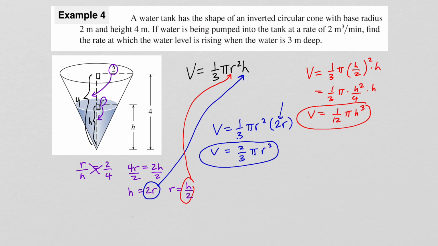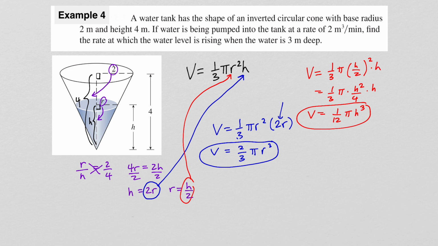One of them is expressed as volume as a function of r. The other one is expressed as volume as a function of h. Now, we're not going to use both formulas. We're going to pick one. So let's read the problem again here. If the water is being pumped into the tank at a rate of 2 cubic meters per minute, find the rate at which the water level is rising when the water is 3 meters deep.